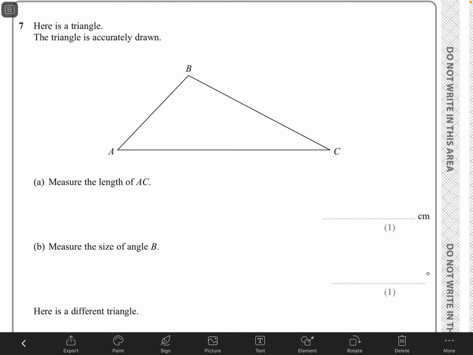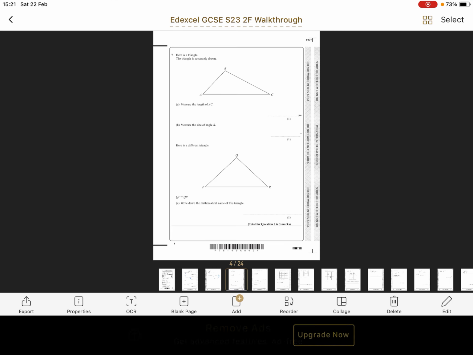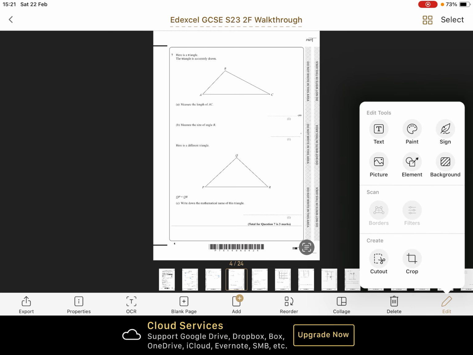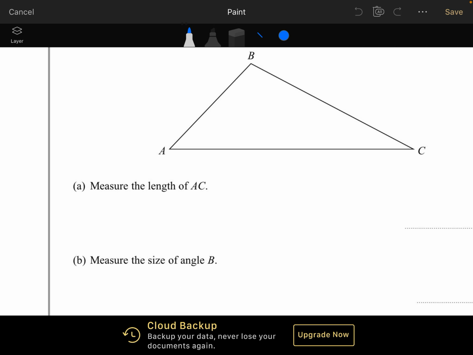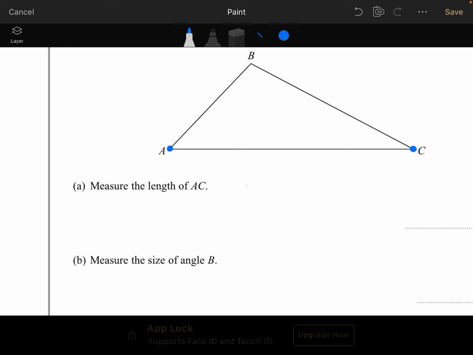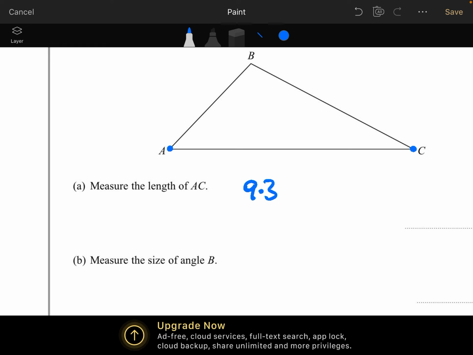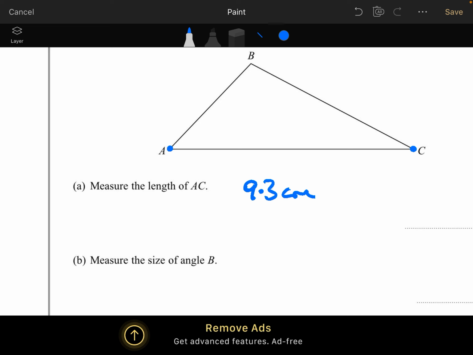Question 7. Here is a triangle. The triangle is accurately drawn. Measure the length of AC. So I need to measure the length from here. Hang on, let me enable my pen. I need to measure with a ruler from here to here accurately, and that means usually to 1 decimal place. Okay, and 9.3 centimeters is the answer that you should get.